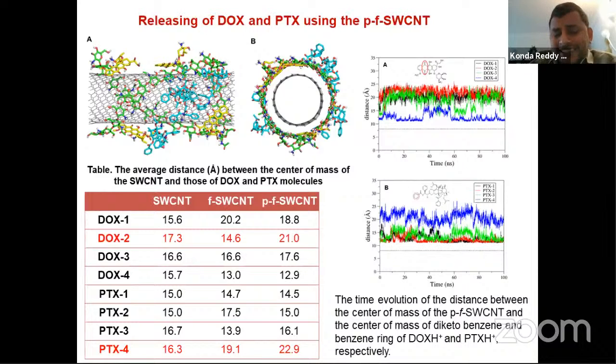If you see the distance between the carbon nanotubes and the drug molecules, they seem to be releasing. They're very far from the carbon nanotubes, but we were not able to show exactly how it releases through computational studies. But based on the distance and binding free energy that we calculated, we've shown that it can be released using protonation.